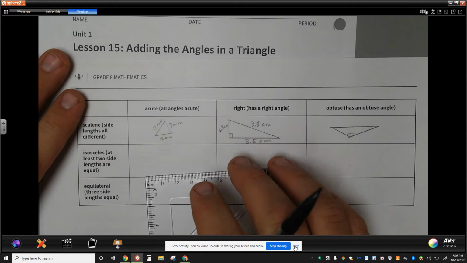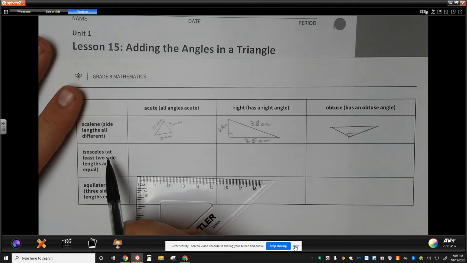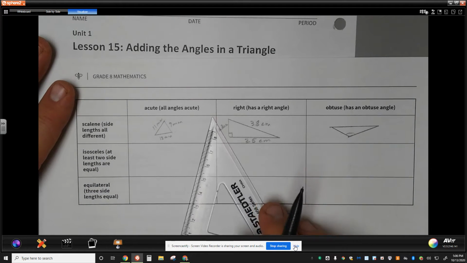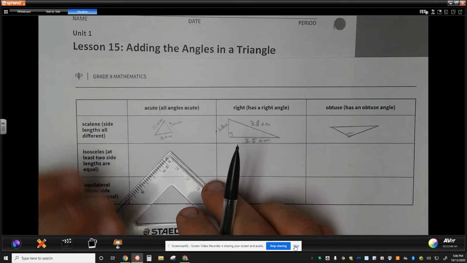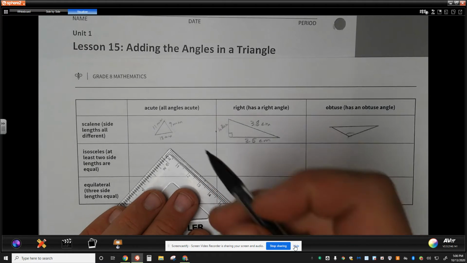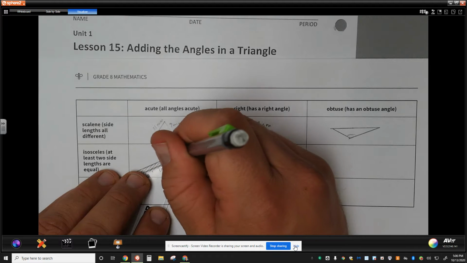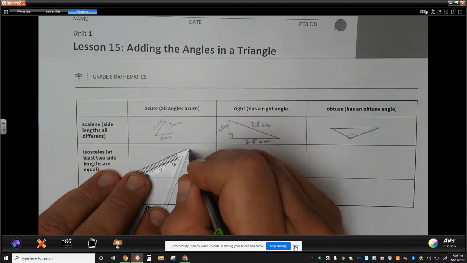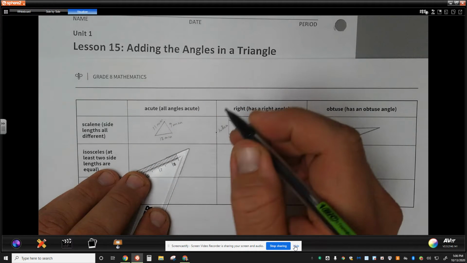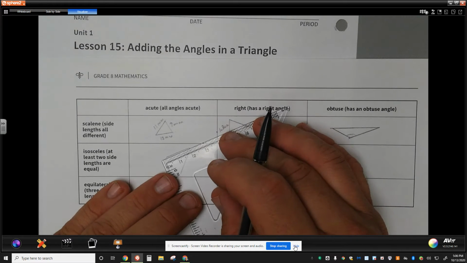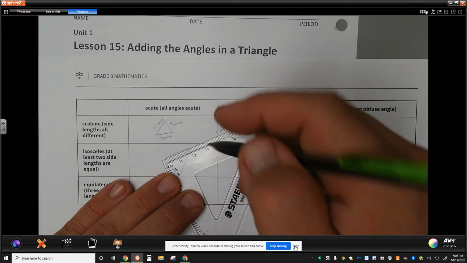All right, welcome back. An isosceles triangle, we know, has at least two sides that are equal in length. So when we talk about an acute triangle, we can't use a 90-degree angle, but I can certainly use this one. I know this edge is 45 degrees, and I know this edge is 45 degrees. As I draw this, I want to be careful to make sure that my side lengths are exactly the same length.